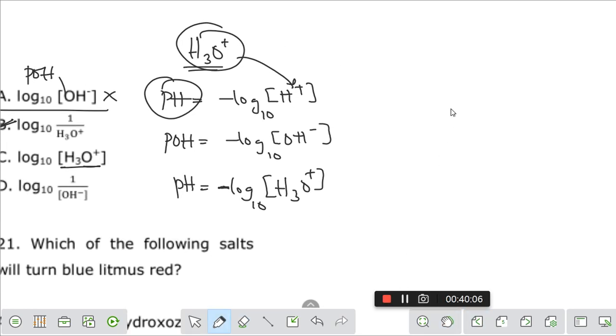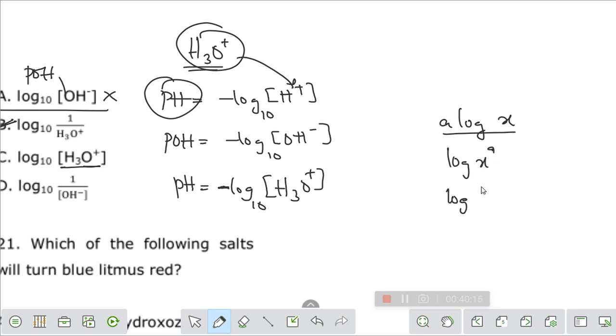It's just like saying, let me try to explain to you. When I was teaching you logarithm, I told you that a log x is the same thing as log x raised to power a, right? So the same thing with these two. If you have log 1 over x, log 1 over x is the same thing as log x raised to power minus 1, right? So bring this minus 1 to this side. What will it become? It becomes minus log x. Do you agree?